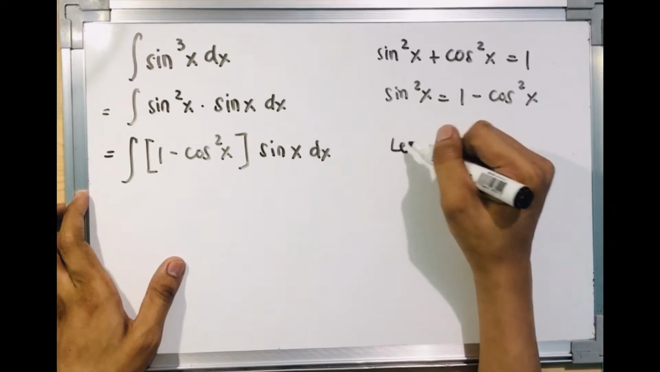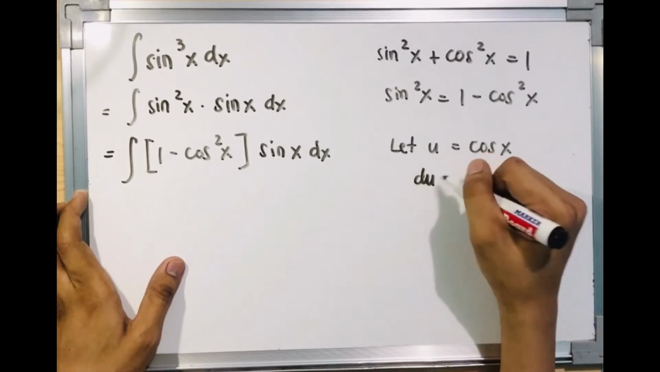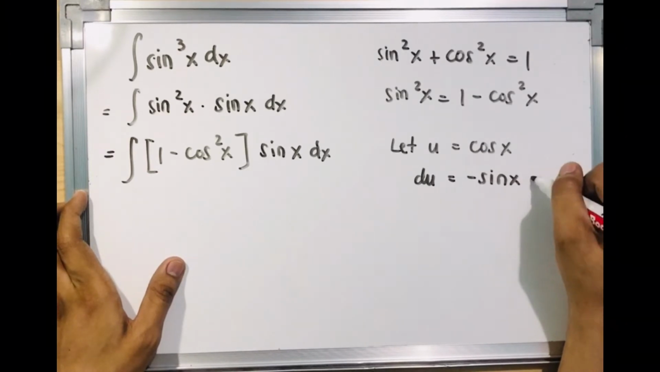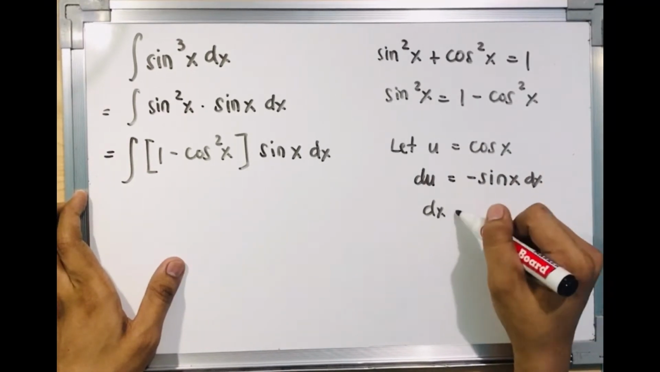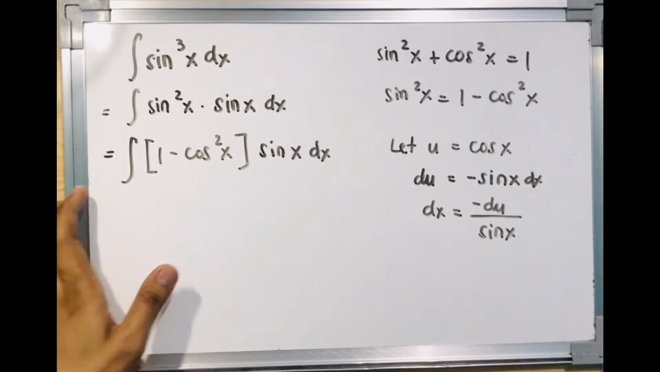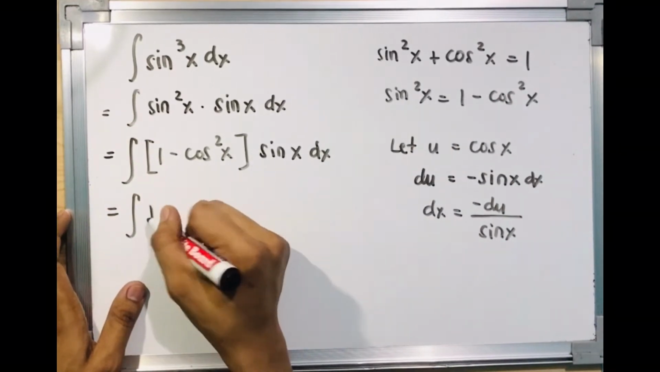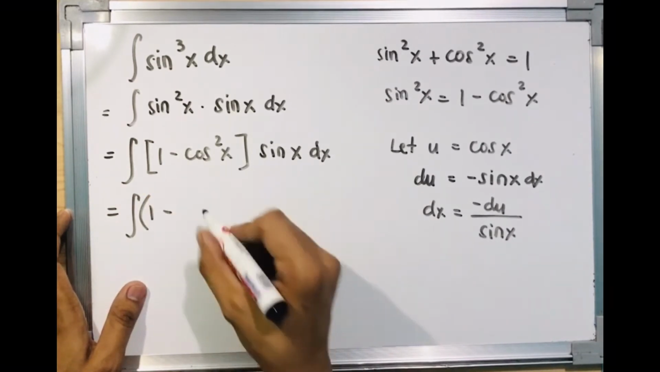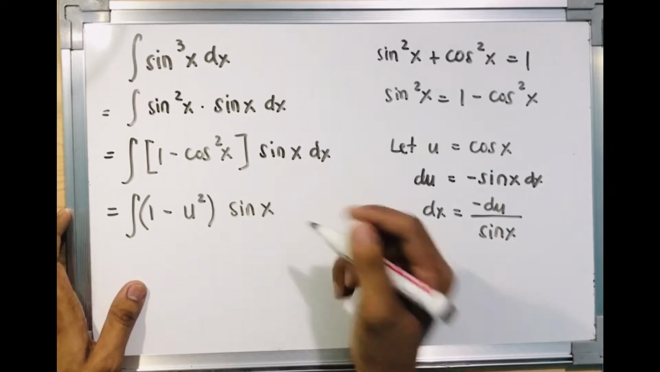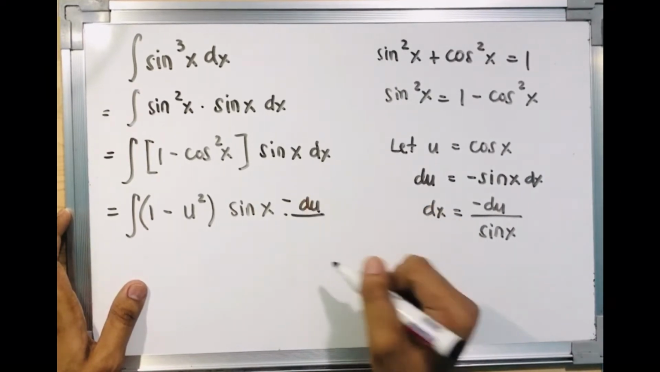So, I will let u is equal to cosine of x. And my du is equal to negative sine of x. Derivative of cosine is negative sine. And then dx. So, my dx is equal to negative du over sine of x. Okay? So, let's substitute. So, the integral of 1 minus cosine squared of x, that will be u squared. And then, my sine of x is still sine of x. Diba? Pero palitan natin yung dx natin ng negative du over sine of x.